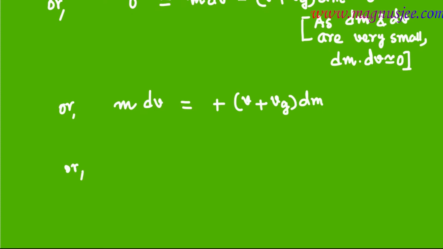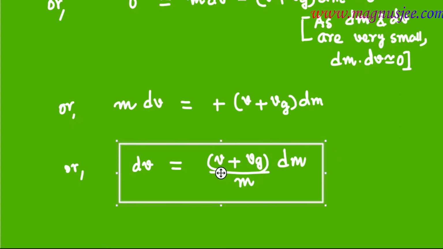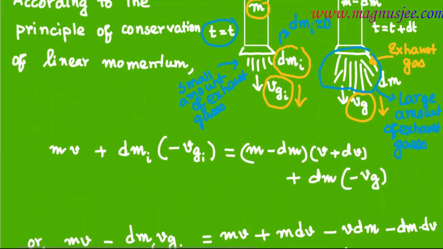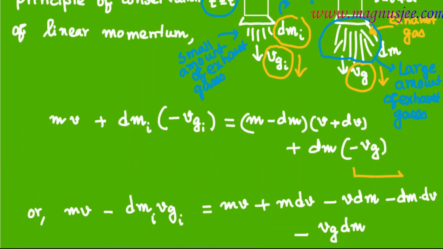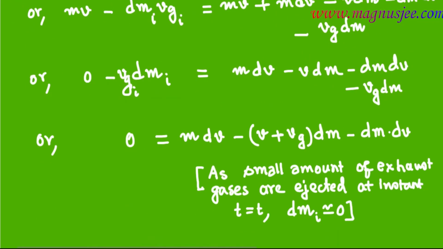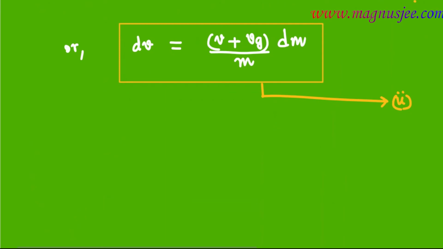Or, dv, that is the increase in velocity of the rocket in a small interval of time dt, is equal to (v plus vg) divided by m, where m is the final mass of the rocket, into dm. This is the corresponding increase in velocity of the rocket. dm is the decrease in mass of the rocket, or the mass of exhaust gases, but dv is the increase in velocity of the rocket. This is equation 1 and that is equation 2.